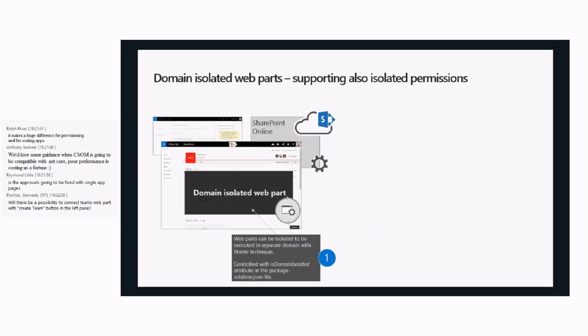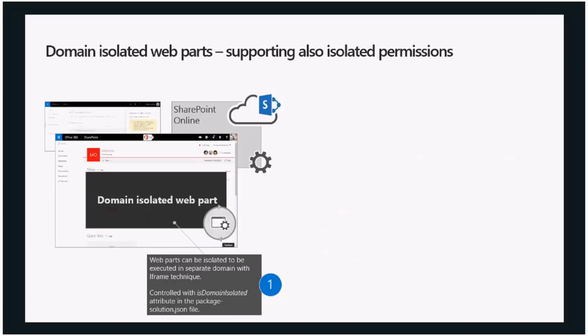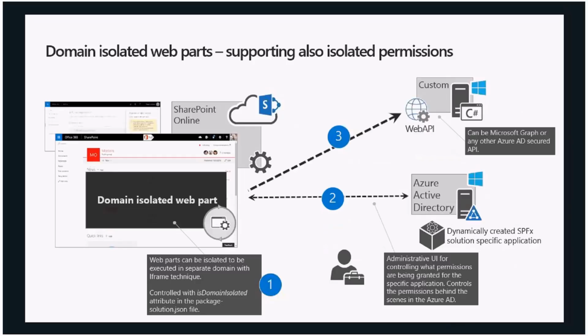Well, first of all, you should absolutely know what's running in your tenant. Second of all, you should absolutely be double checking what you're deploying there. But anyway, if you want to have that additional layer of security, the web parts can have the domain isolation option enabled. And that means that whenever we are granting permissions, we are granting permissions specifically to that web part. Well, technically for that solution.